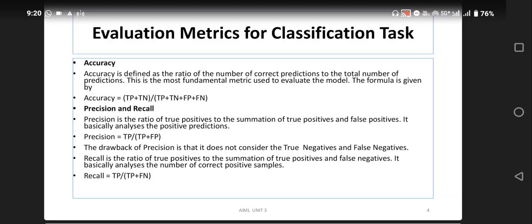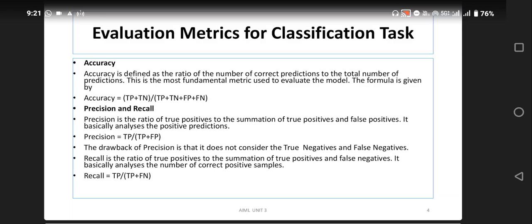Some of the evaluation metrics for the classification task. First one, accuracy. Accuracy is defined as the ratio of the number of correct predictions to the total number of predictions. This is the most fundamental metric used to evaluate the model. The formula for accuracy is true positive plus true negative divided by the summation of true positive plus true negative plus false positive plus false negative.